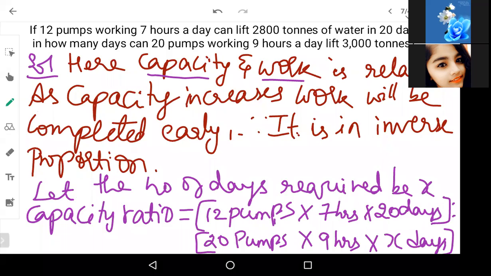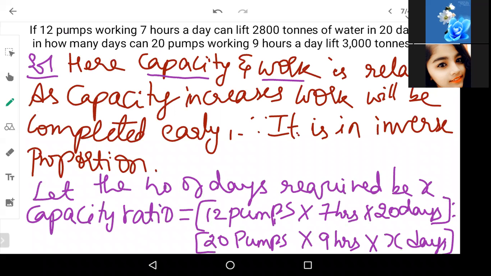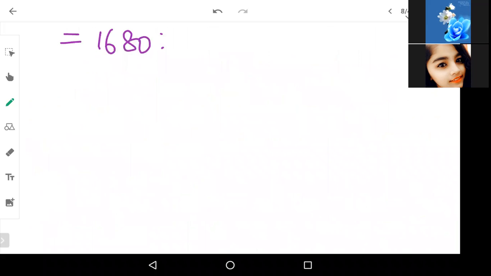So 12 into 7 into 20 is 1680, which is to the other part of the ratio, 20 into 9 into x. 20 into 9 into x will give you 20 into 9 is 180, and x will remain as it is. Correct, Kirti. So the capacity ratio is 1680 is to 180x. Okay, so that was our first part of the ratio.